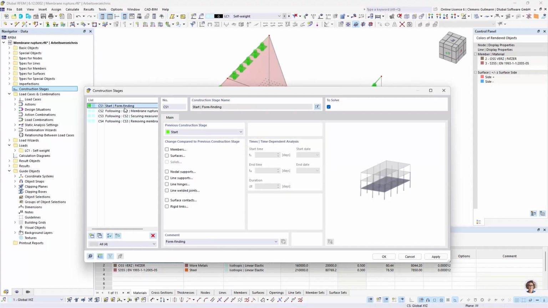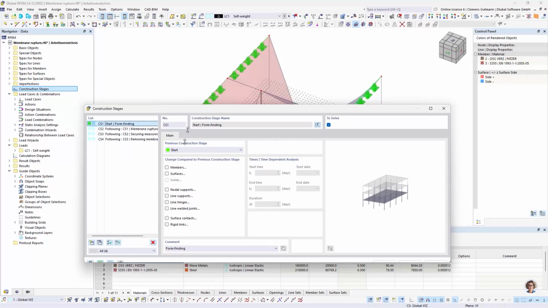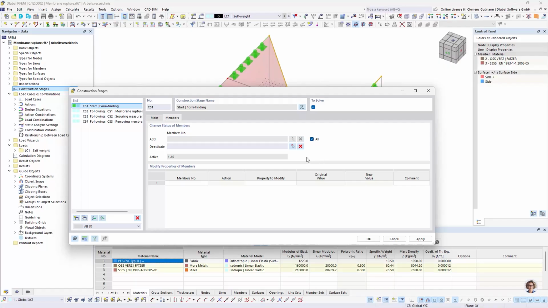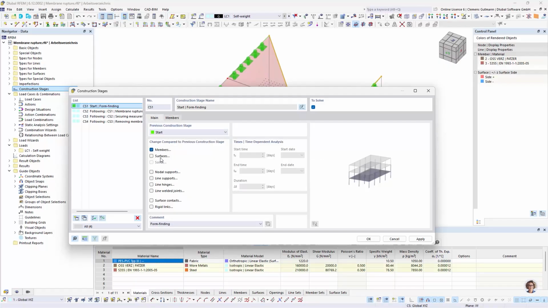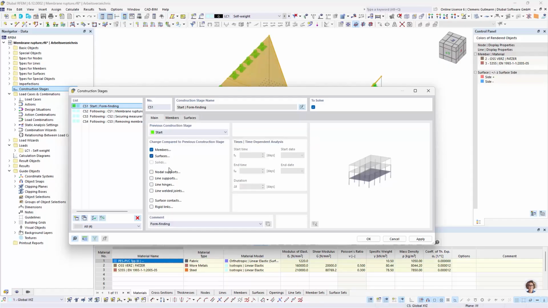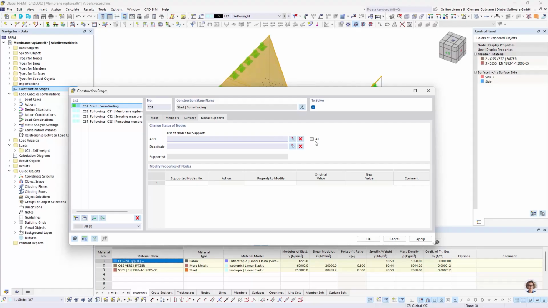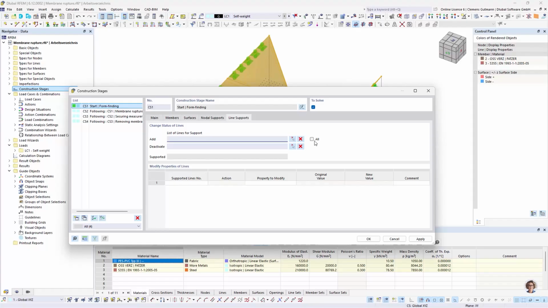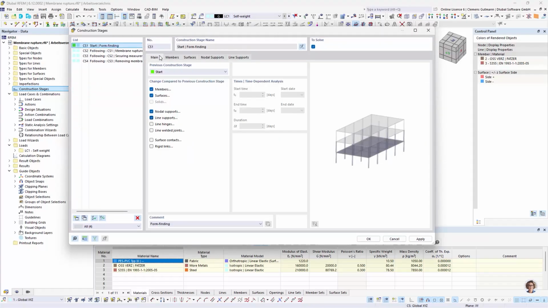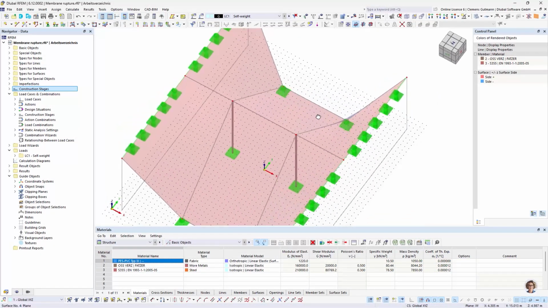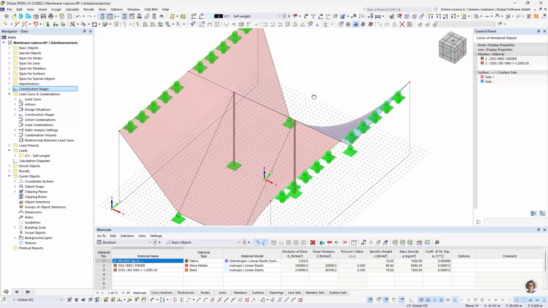So let's talk about which elements we are going to have. So in the start, in the beginning, we're going to have all of the members, and then we're also having all of the surfaces, as well as all of the nodal supports and all of the line supports. So this is our first stage. Then it comes to the membrane rupture. Then, of course, we didn't model it. So how are we going to do this?